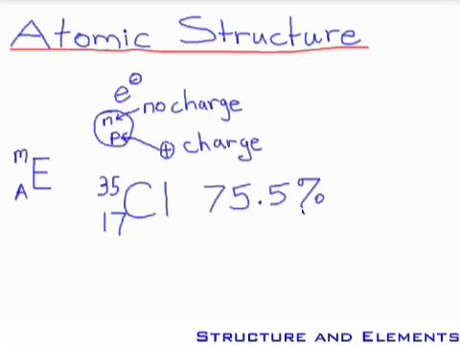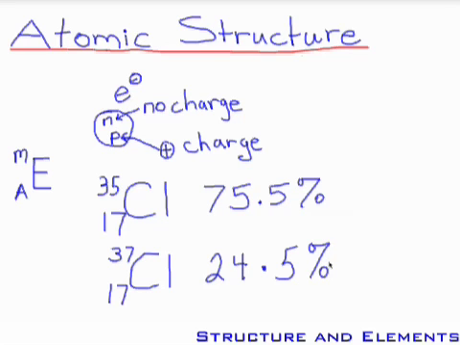What's the other 24.5%? Well, it is chlorine. So it has 17 protons, but in this case it is chlorine 37. Chlorine 37 has a natural abundance of 24.5%. So if I look at a sample of table salt, 75.5% of the sodium chloride molecules in table salt would have chlorine 35. 24.5% of the sodium chloride would be chlorine 37. Now, these represent the naturally occurring isotopes of chlorine.